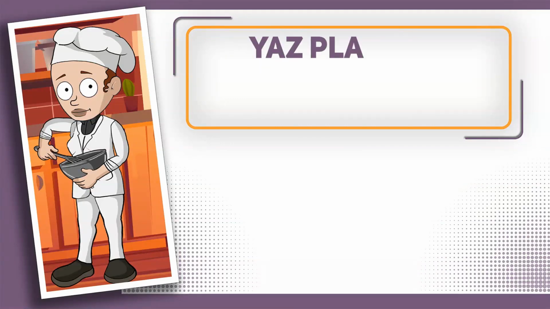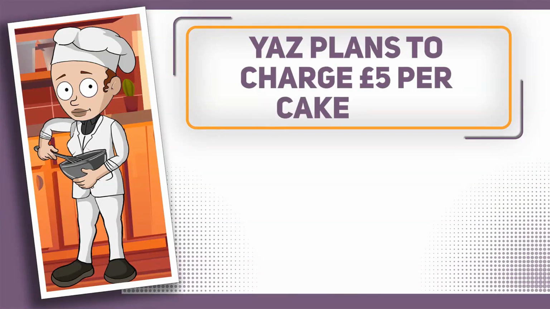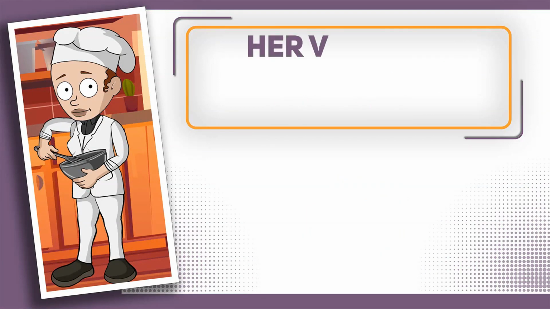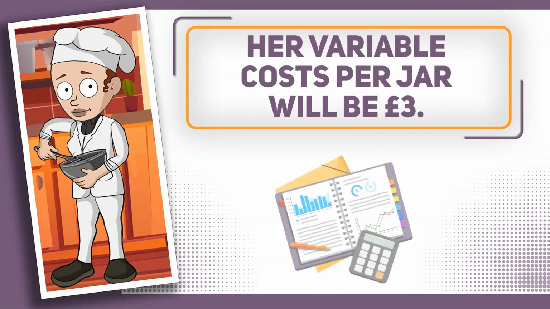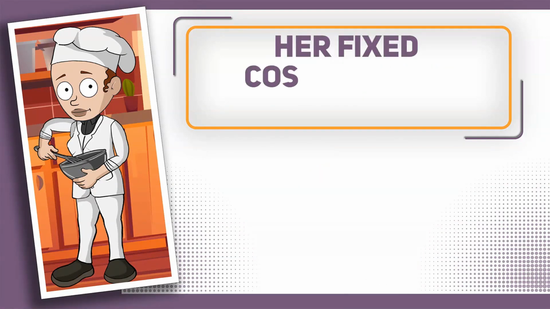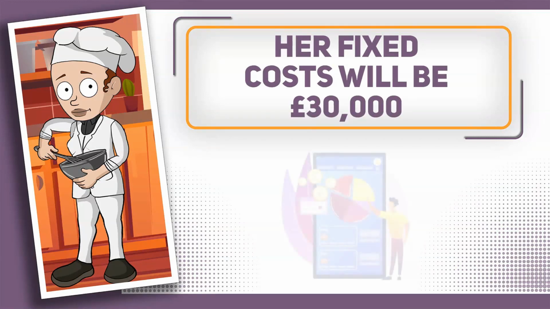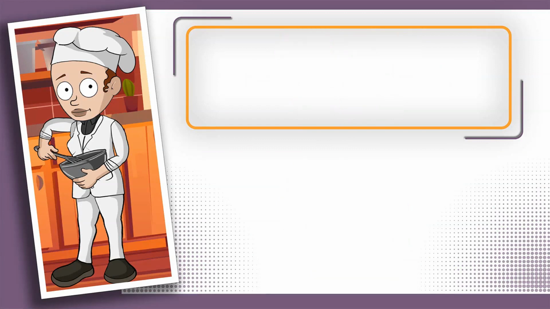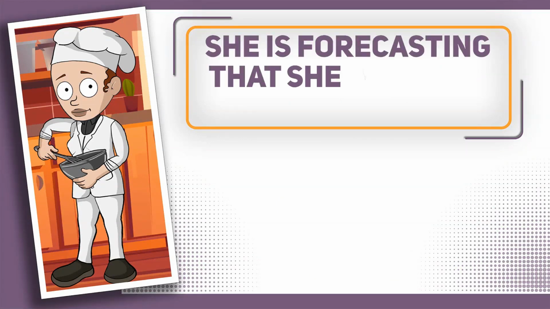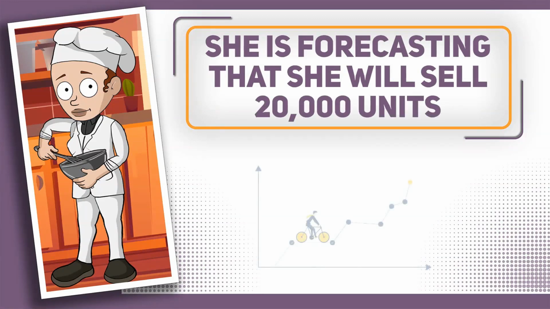So, Yaz plans to charge £5 per cake jar and has calculated that her variable costs per jar, per product, will be £3. She predicts that her fixed costs will be £30,000, and this includes the rent of her bakery premises, insurance, and fuel costs. She's forecasting that she will sell 20,000 units, 20,000 cake jars in her first year of trading. Yaz plots all of this information onto the break-even chart. Let's have a look at this and interpret what it's showing.